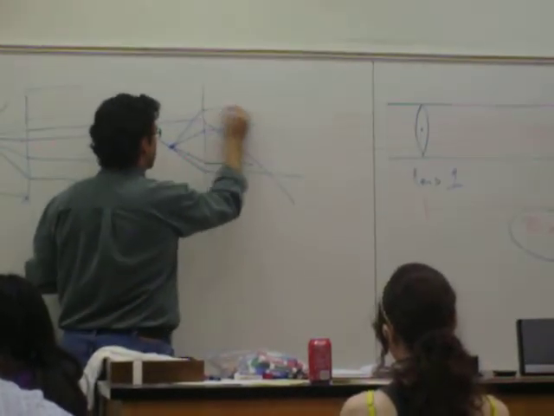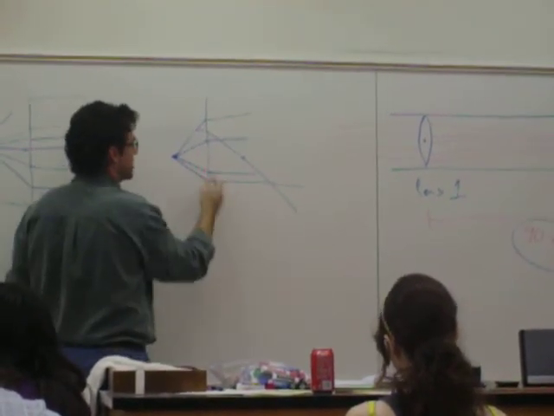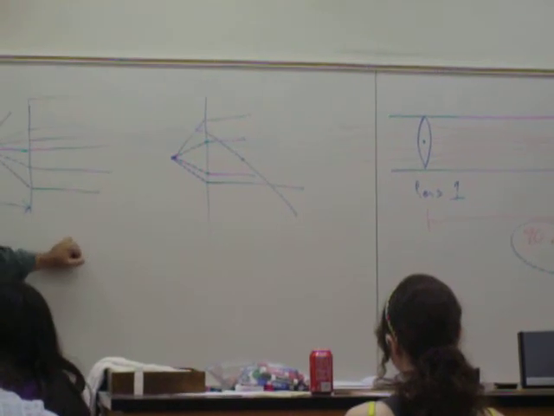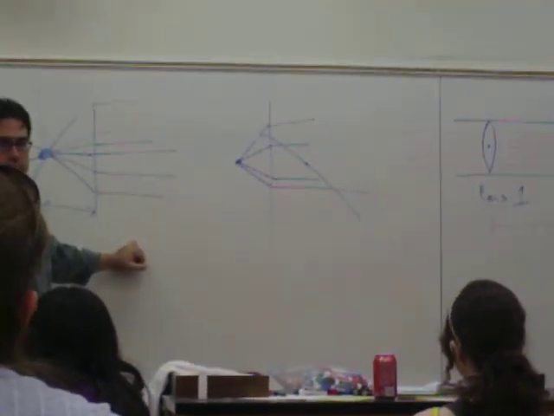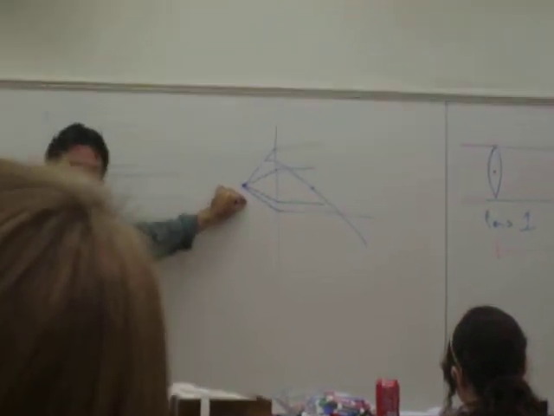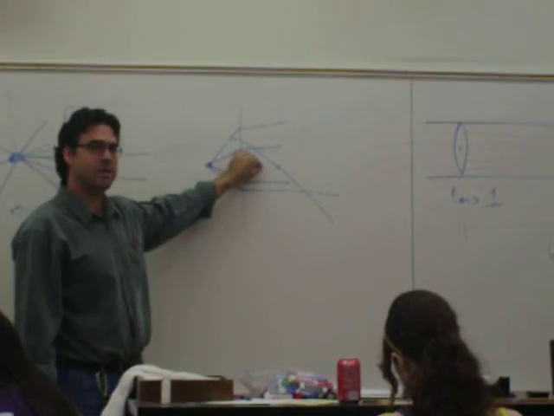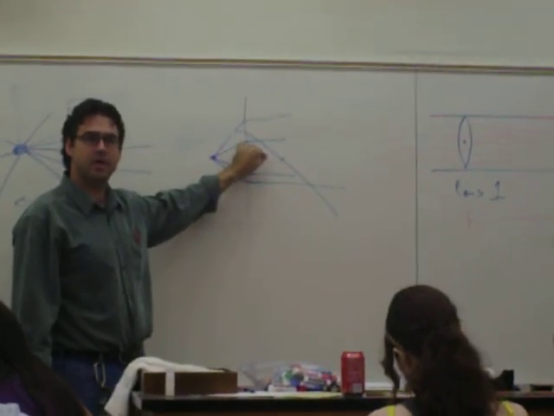Parallel. Any ray that comes from the focal point, regardless of where the image or the object is going to come out, comes out parallel. Any ray that originates at the focal point will emerge from the other side of the lens parallel to the optic axis.